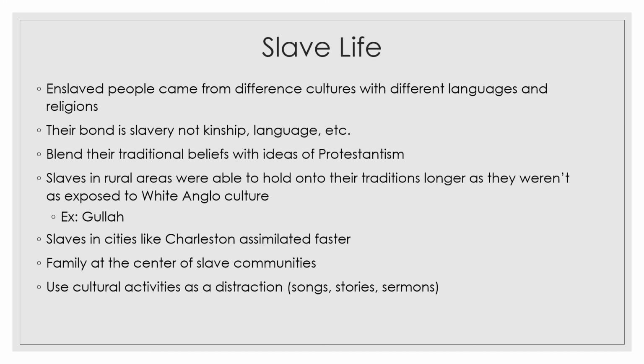If slaves lived in cities, like Charleston, South Carolina, they would probably assimilate faster and even have relationships with whites, which led to biracial children. And that's a discussion that we'll have down the road, the impact of that. But it was more common to see in our cities a biracial population that many times could even be free. Within all of these slave communities, family was the most important thing.